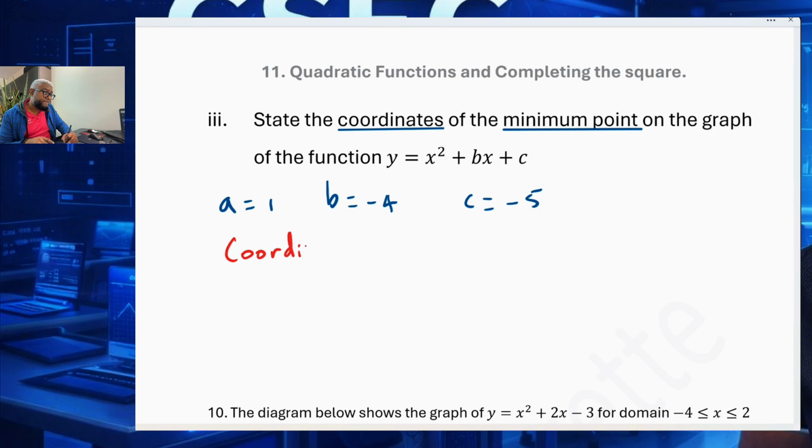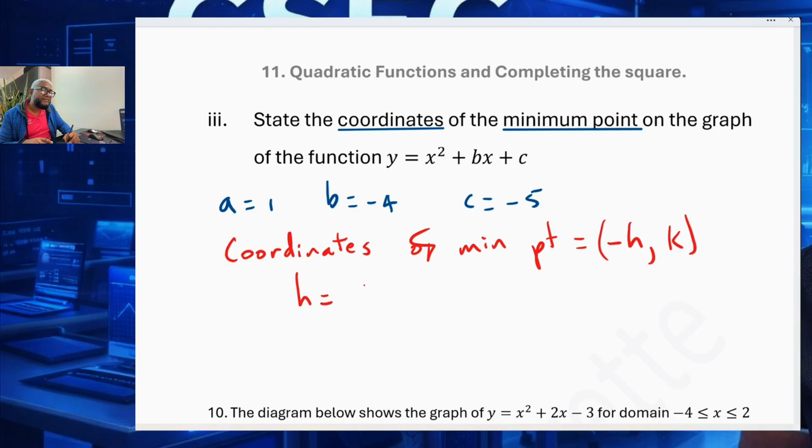The coordinates of my minimum point are given by what? Coordinates of the min point is given by negative h comma. Come on. What do we know h is equal to? Come on. K is equal to?